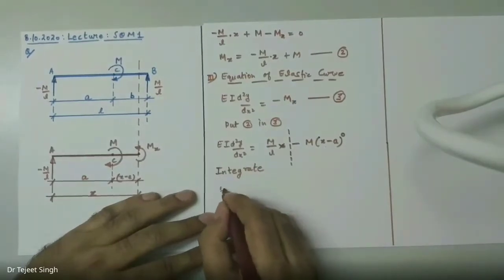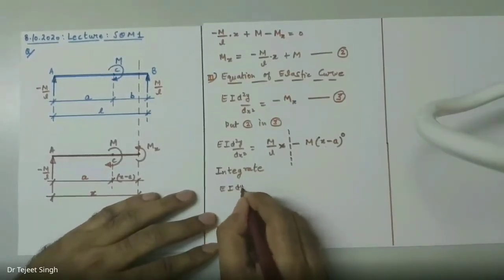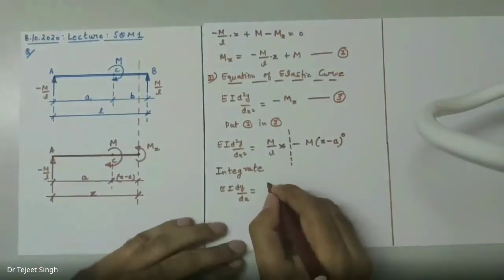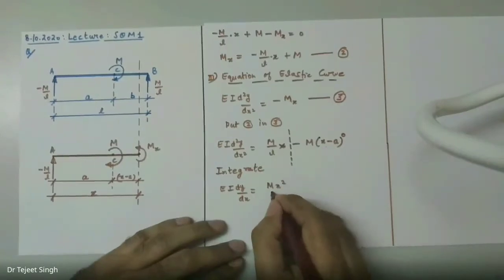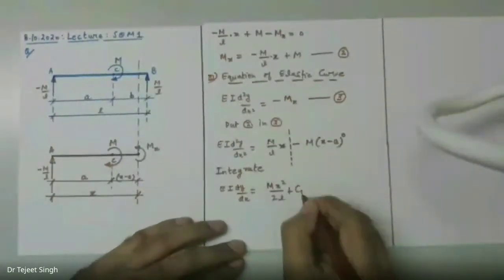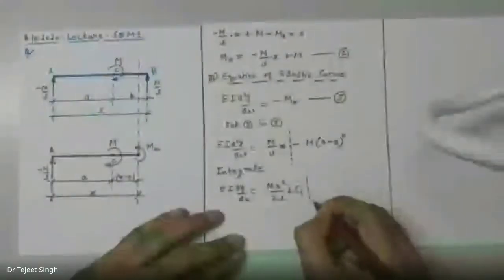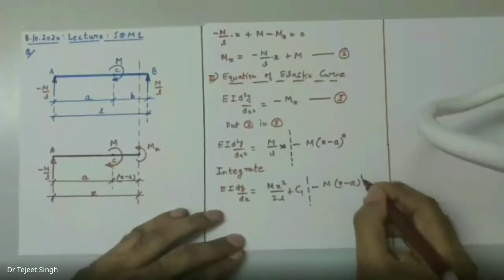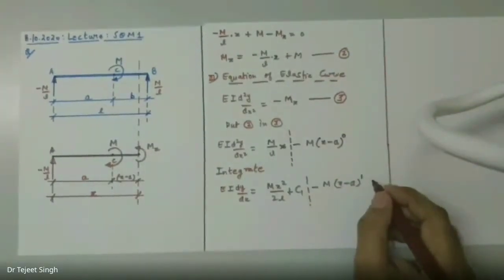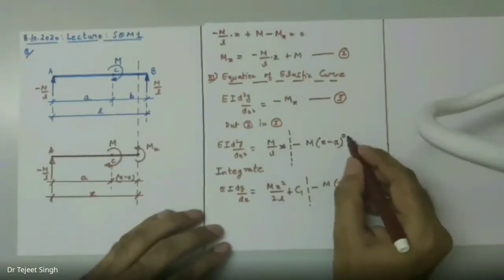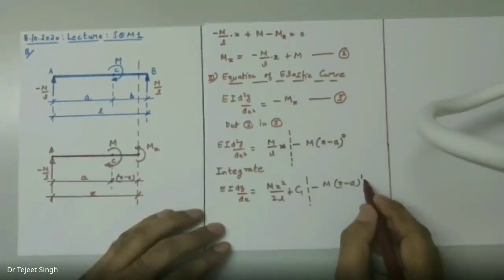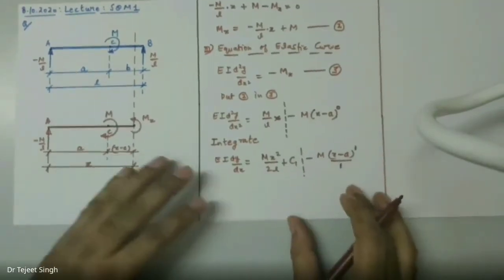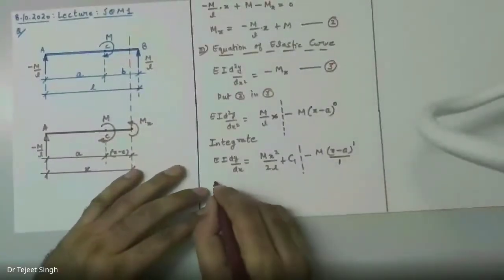So integrating, EI dy by dx on this side equals Mx squared upon 2L plus C1, minus M(x minus a) raised to power 1. So for (x minus a) raised to power 0, the integration will be (x minus a) raised to power 1 divided by 1. You can write it like this, which remains the same value. I again integrate.